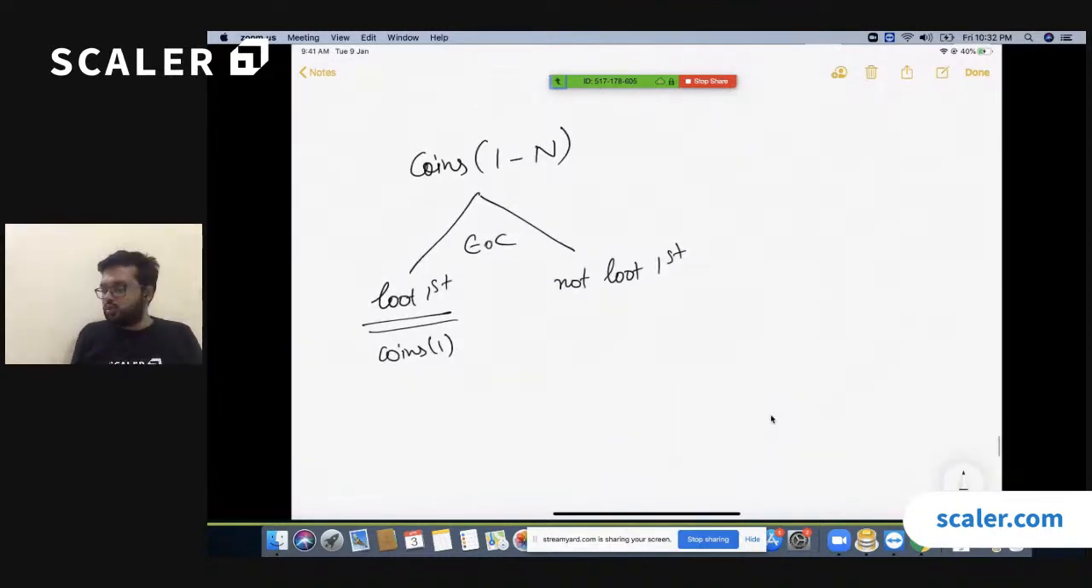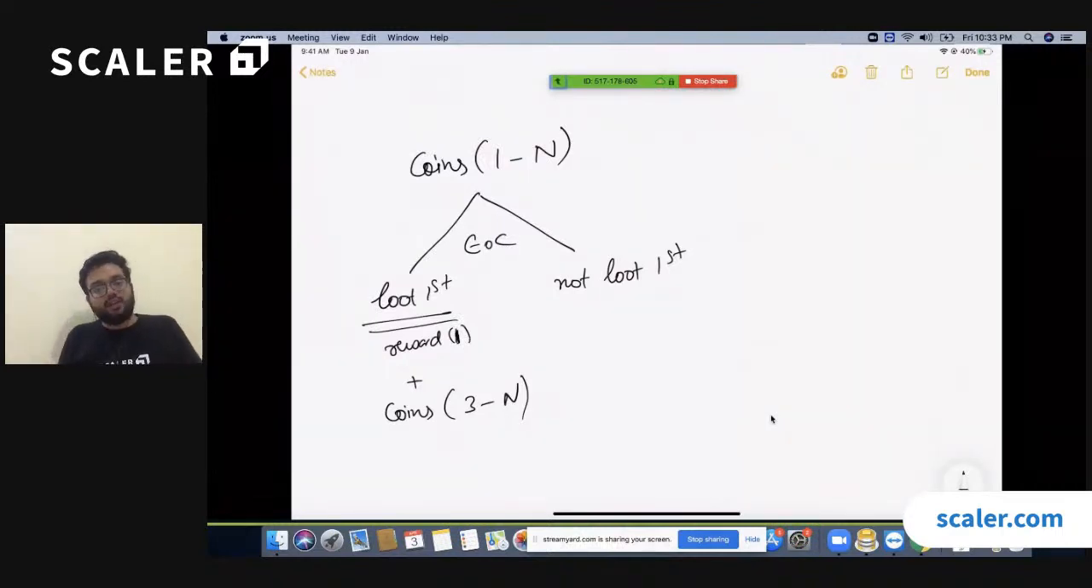Now, the moment you have chosen to loot the first house, your problem reduces. Earlier the problem was to get the maximum loot from first to nth house. I have chosen to loot the first house, so my problem reduces to a smaller problem. What does it reduce to? There is nothing left to loot in the first house, and just because I have looted the first house, I can no longer loot the second house. So my problem reduces to finding the best answer from looting coins 3 to n. Let me not call it coins i, let me just call it reward i: if you choose to loot the ith house, this is the reward that you get. So reward 1 plus the subproblem of coins 3 to n.